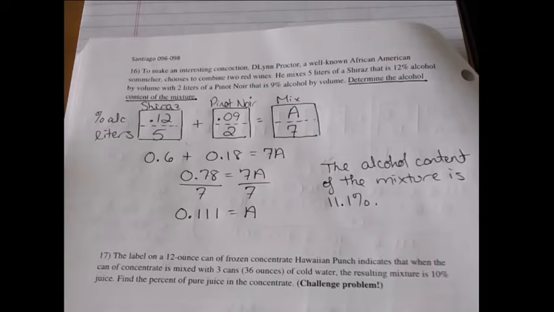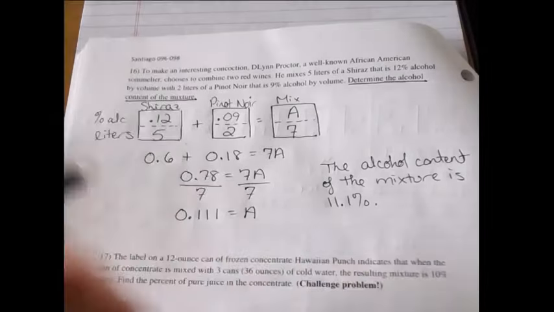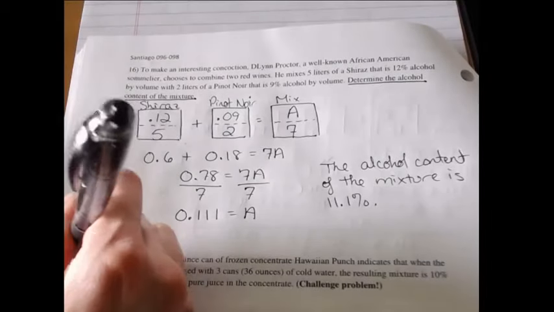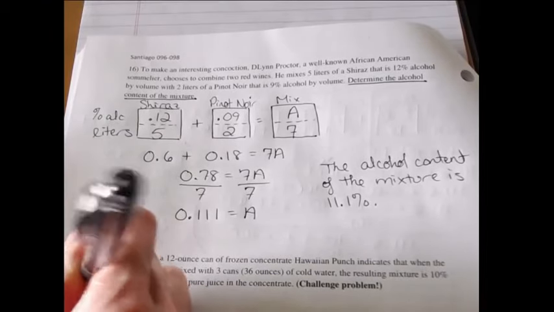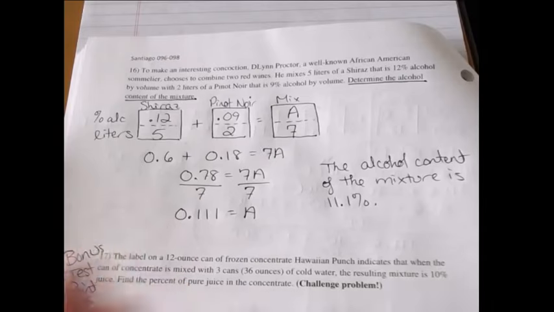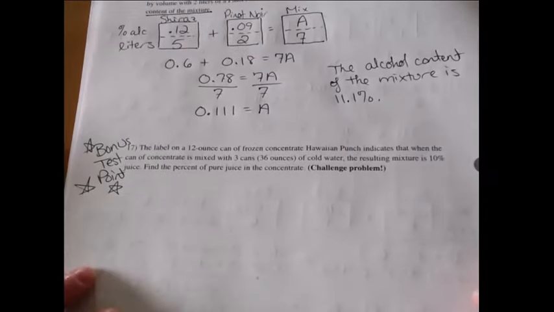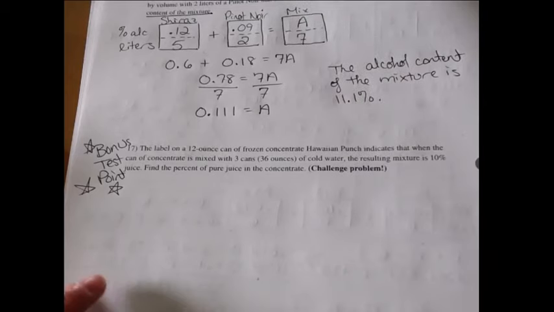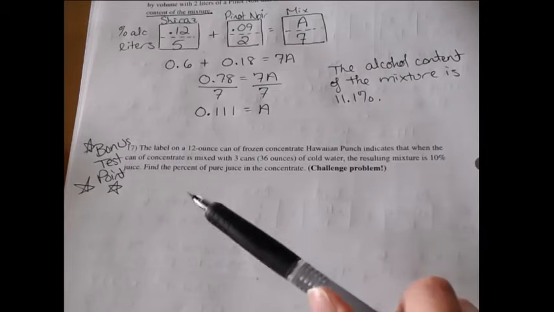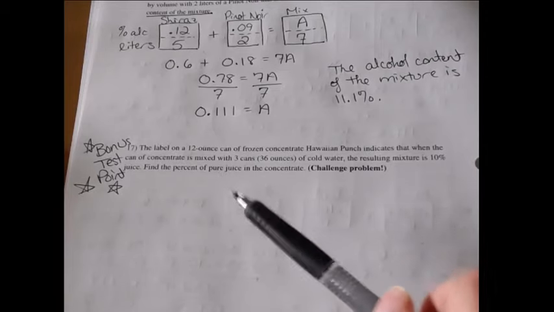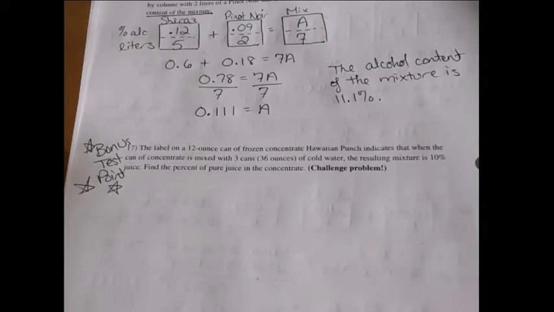What I'd like you guys to do on your own is number 17 as a bonus test point. I want you to give this a shot on your own after class, not right now. See if you can figure out the percent of pure juice in the concentrate. I would like you to email me your work and your solution, and I'll tell you whether or not you got a bonus test point. Okay?